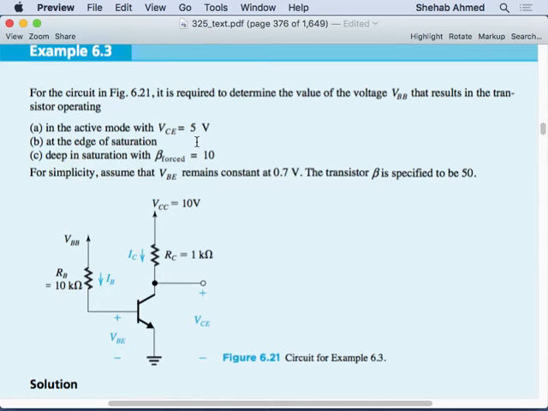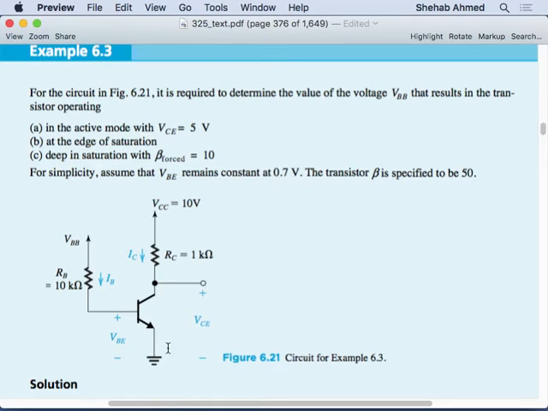Okay, so here they have the circuit. They want you to determine the value of the base voltage that results in the transistor operating in active region, edge of saturation, and deep in saturation. And in the active region, they're telling you beta is 50, and VBE remains constant at 0.7, because we saw that it's 0.7, 0.717, 0.69. It doesn't really matter. They just said assume it's 0.7.